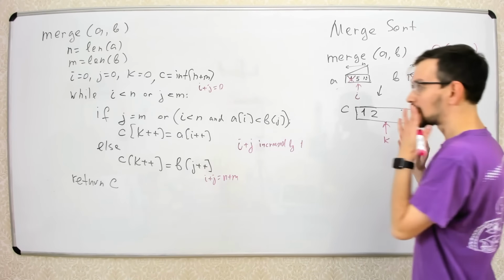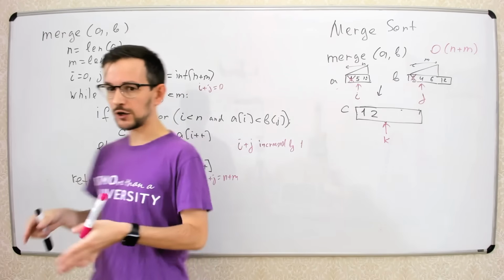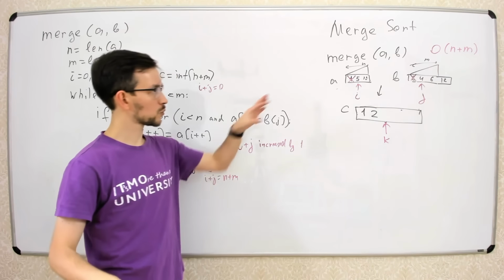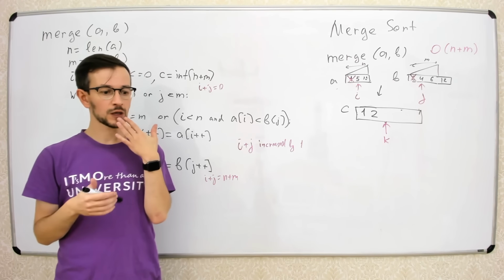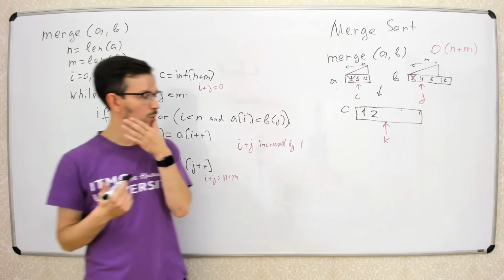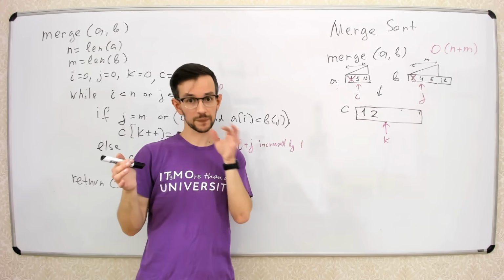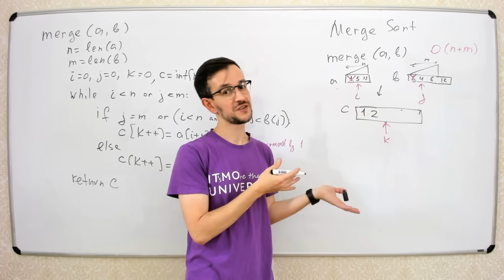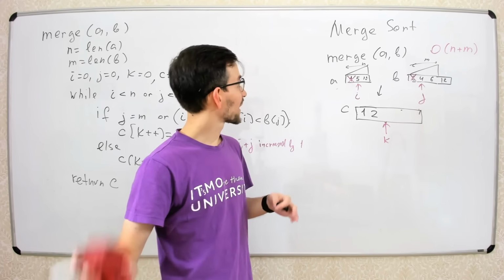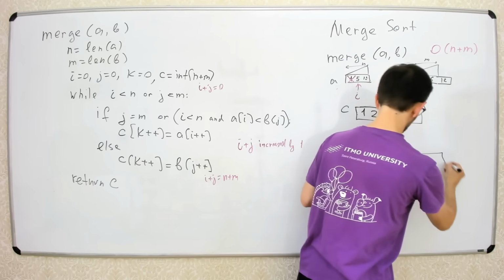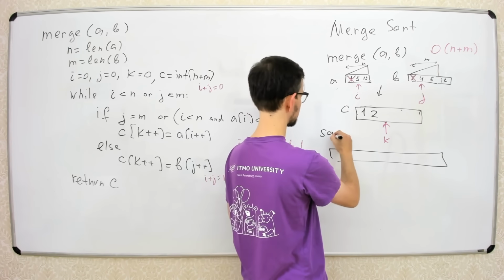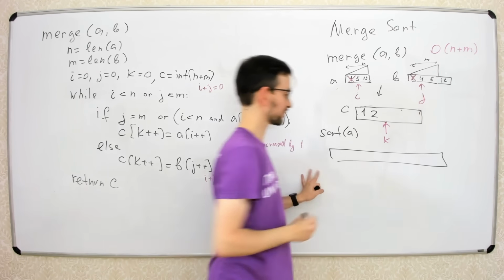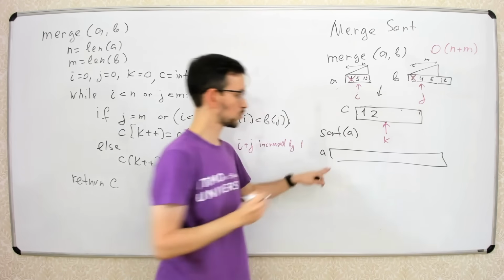Good. Now, using this procedure, we need to make a sorting algorithm. How to create a sorting algorithm when you can merge two sorted arrays? You can do it the following way. We will make the algorithm using the divide and conquer technique. Okay, how to sort the array? So you have an array. This is merge. This is sort. Sort array A. We have array A, and we need to sort it.